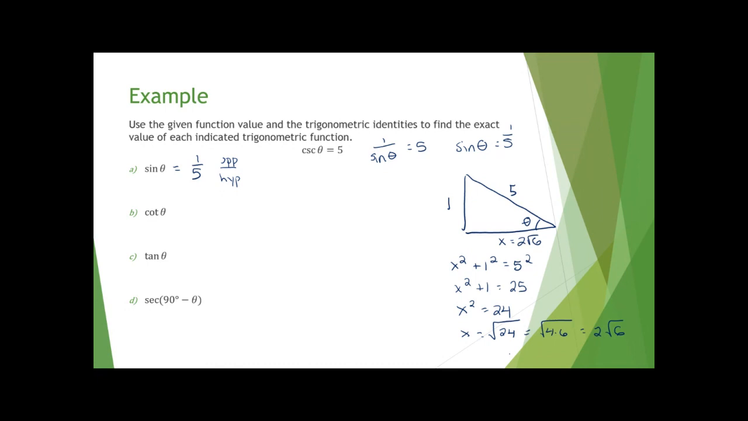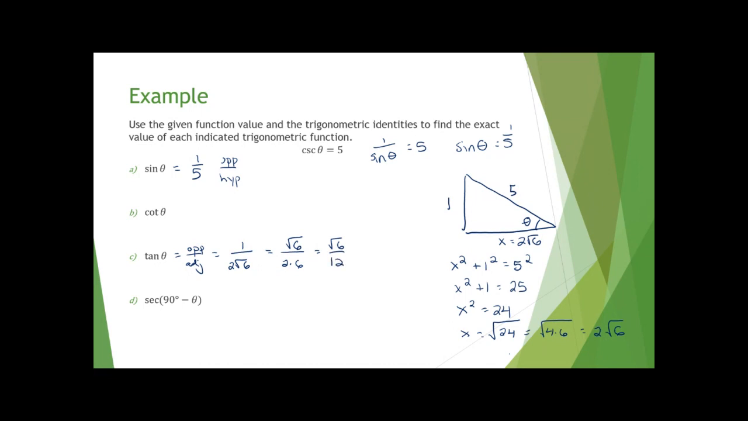And now that allows me to find cotangent. And actually, it might be easier to find tangent first and then cotangent, because those are reciprocal. So tangent is the opposite over adjacent. That's TOA. So the opposite is 1. Adjacent is 2 square root of 6. And I need to rationalize. When I rationalize, I only need to rationalize the square root of 6 part. So I'm going to multiply the top and the bottom by the square root of 6, which gives me square root of 6 over 2 times 6, because square root of 6 times square root of 6 is 6. So I get square root of 6 over 12.